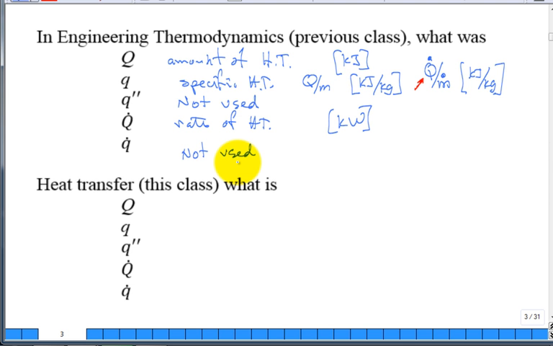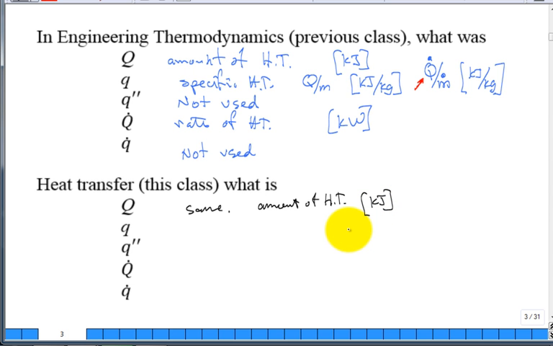No. This class, first chapter, introduced some syntax, some notation. You want to master it so you don't get lost. When they show you a Q in this textbook, in this class, what is it? It's the same as above. It's the amount of heat transferred. It's the same. That's great. Consistency. I love it. So that's nice. It's the amount of heat transfer, and so that's in kilojoules.